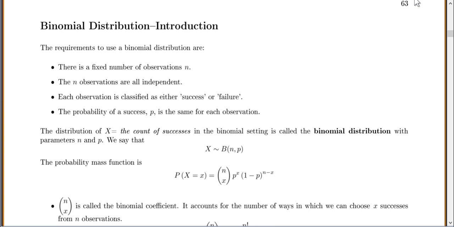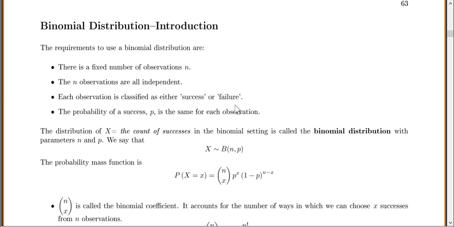So first, let's remind ourselves that the requirements to use a binomial distribution are, first, that we have a fixed number of observations. We know in advance how many times we're going to do our experiment. The n observations are all independent, so the first one shouldn't affect the next one, etc. Each observation is classified as either success or failure, so something's either yes or no. You only have two options. And the probability of success p is the same for each observation.